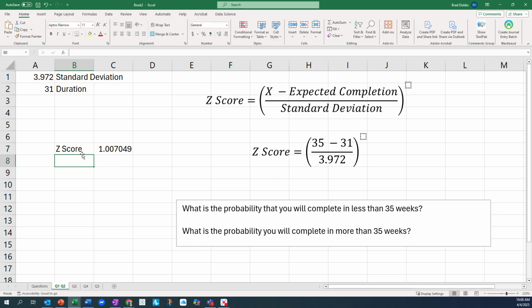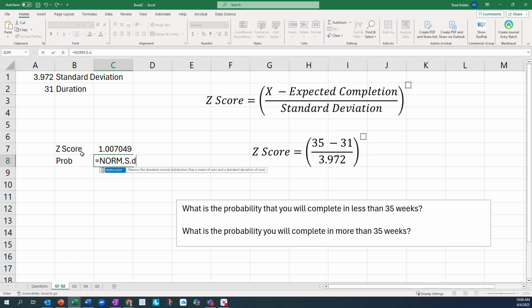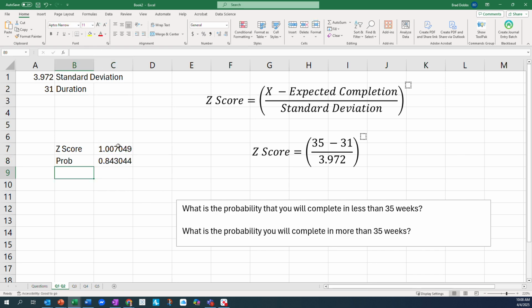So then, to turn the z-score into probability, we use the NORM.S.DIST function of our z-score, and we always use TRUE for cumulative probability. So the probability of being complete in 35 weeks is 84%. If it's less than 35 weeks, there's an 84% probability. And if it's more than, it's just 1 minus my probability. And this is my probability of greater than 35 weeks.